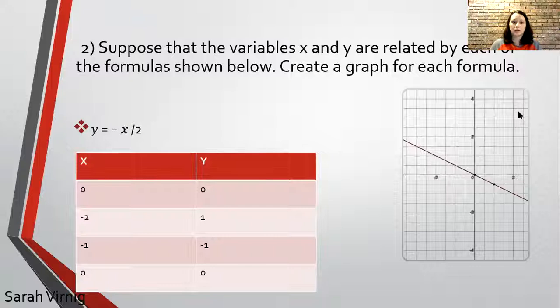Okay, and on to the second one where y equals negative x over 2. And again, the same thing, we just plug in any numbers that we want for x, and then that would be our y. So obviously 0 is going to be 0. Negative 2 and 1, negative 1 and negative 1, and I have 0 and 0 again. So you could just put any number in there, and it would work.